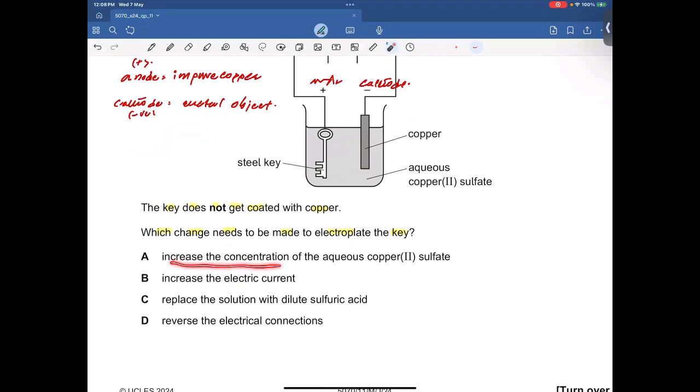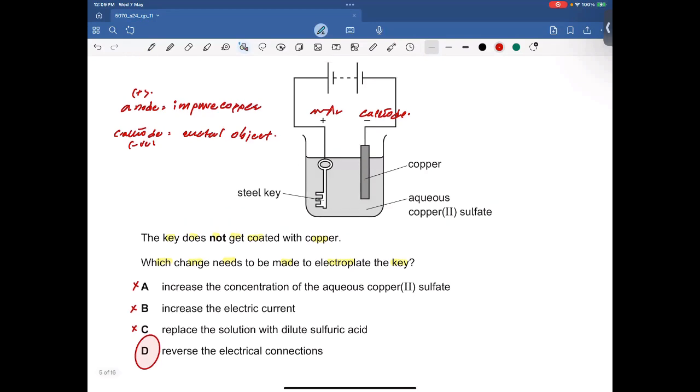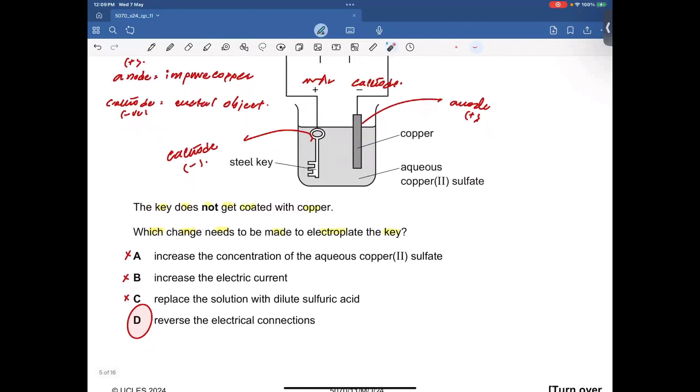तो इंक्रीजिंग द कॉन्सेंट्रेशन ऑफ द एक्वस कॉपर सल्फेट, नॉट एट ऑल. Increases the electric current, not at all. Replace the solution with dilute sulfuric acid, not at all. So obviously D is going to be the right answer, because reverse the electrical connections. This has to be the anode, that is positive, and this has to be the cathode, which is negative. So we need to reverse the electrical connection so that reaction takes place. And so copper is coated on the metal key or steel key. Okay, तो ये जो टर्मिनल्स थे ये गलत दिए हैं, इनको रिवर्स करना है.